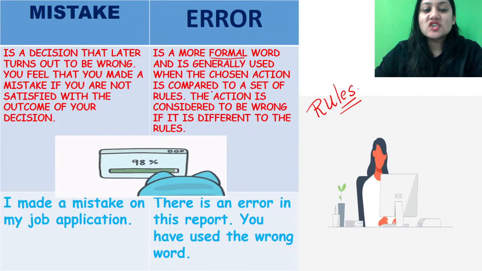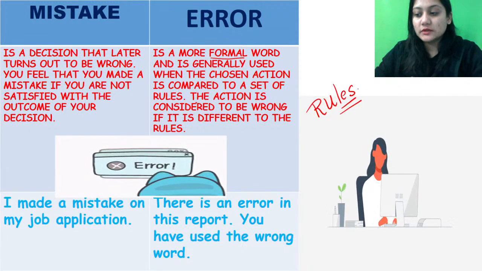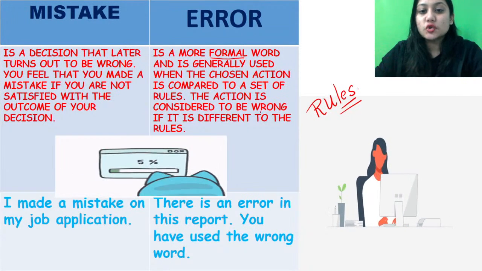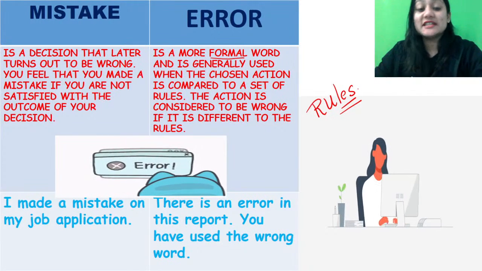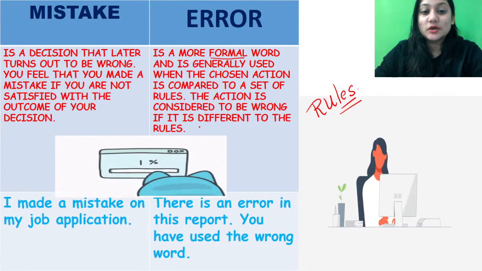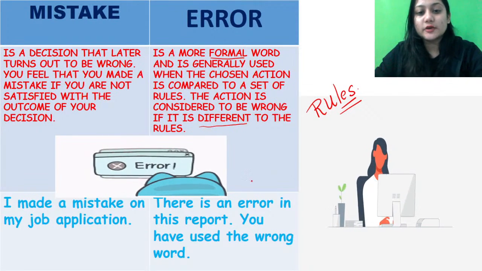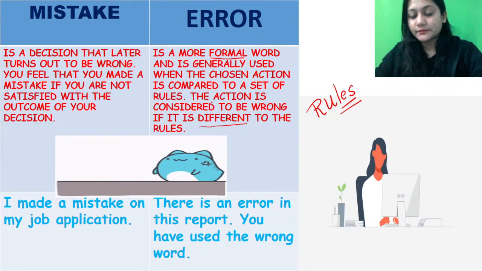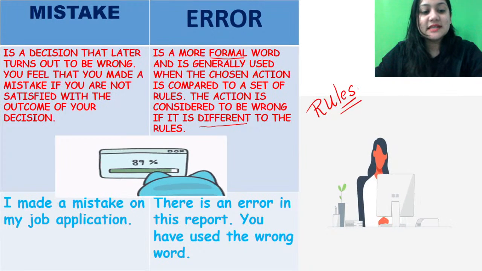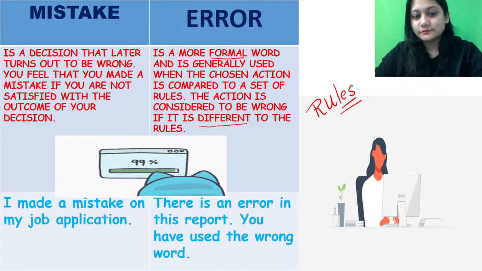When the chosen action is compared to a set of rules, the action is considered to be wrong. If it is different to the rules. तो आपने जो किया अगर वो rules के according नहीं है तो उसका जो result होगा वो definitely it will be wrong.